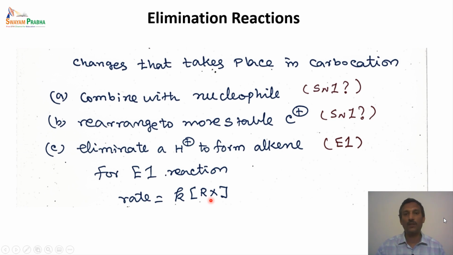In other words, the first step was the slow step. The formation of the carbocation was the slow step, so that's the reason we say the rate depends only on the concentration of the alkyl halide.